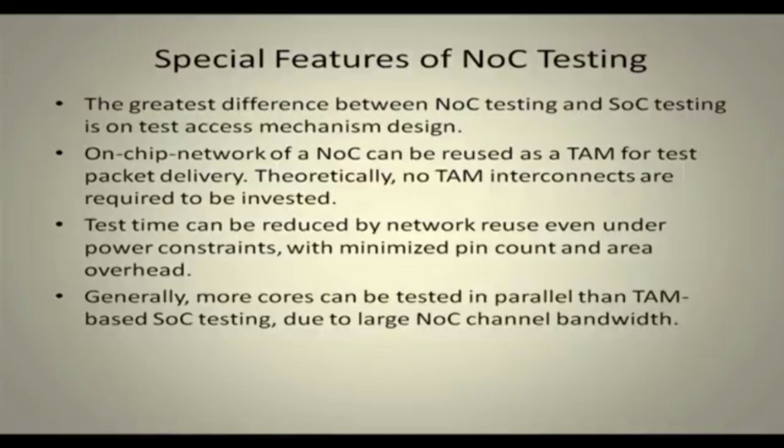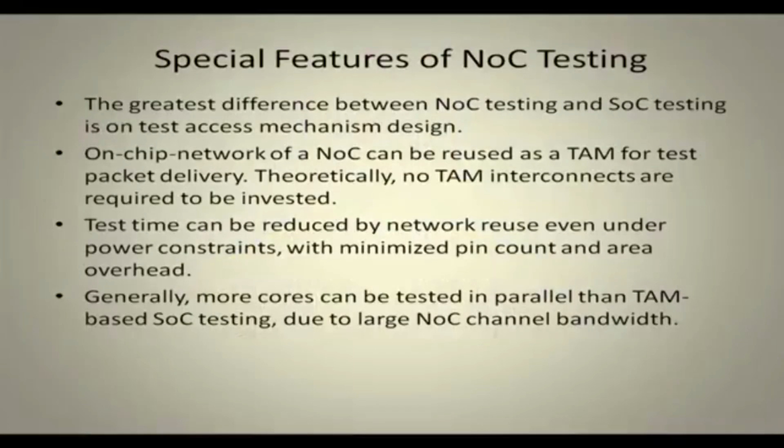Power constraints: individual cores have their power values. So, we can follow that, we can restrict ourselves within that power constraint. Pin count is minimized because what is required is that we can transfer it to any of the routers, and from there it can be sent to the desired core which we want to test. And generally more cores can be tested in parallel than in TAM based SOC testing.